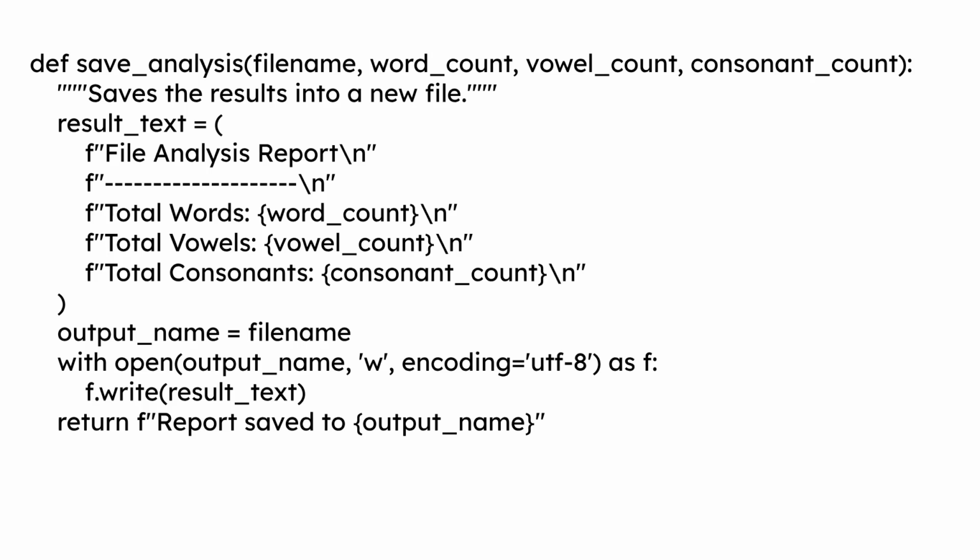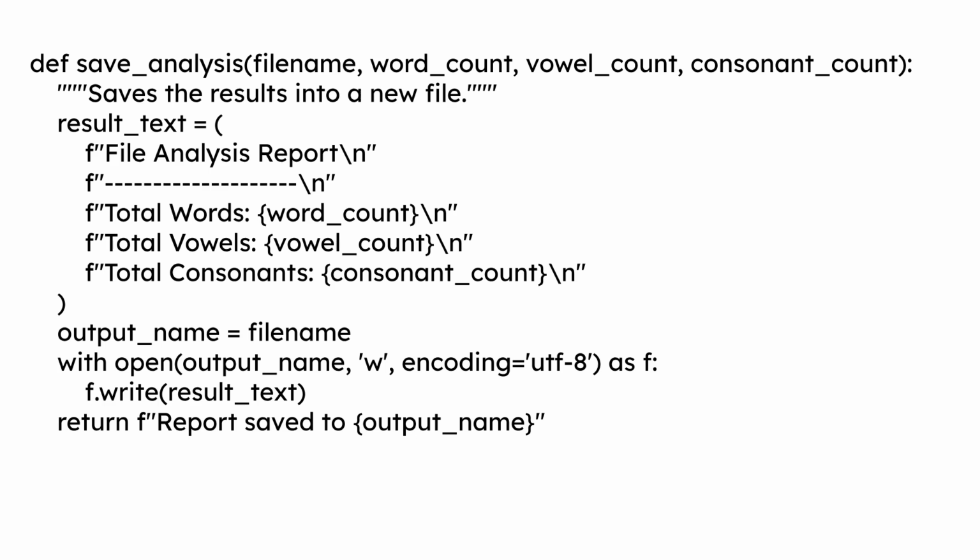At the very top, look at the inputs this function expects: file name, word count, vowel count, and consonant count. This means our function isn't searching a file anymore. It's waiting for our chef's brain to hand it the raw numbers we just calculated.